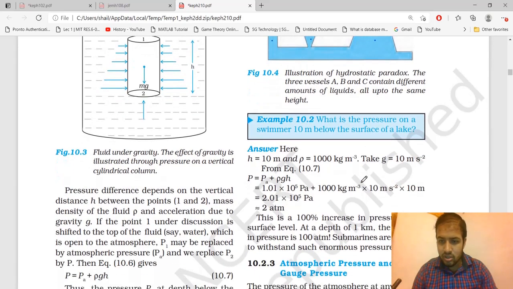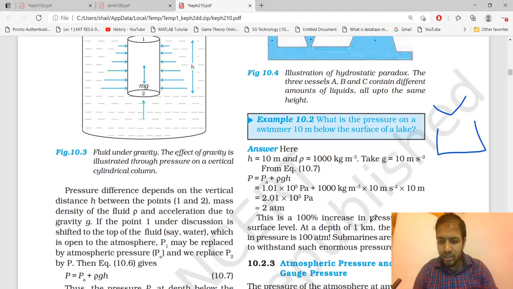What is the pressure on a swimmer 10 meters below the surface of a lake? So what is the shape of the lake? It doesn't matter. It can be this, it can be this, but it doesn't matter what the shape is. The only thing that matters is the height, and the height is given here. So we know the atmospheric pressure 1.01, and then we multiply rho, the density of water, g we know, and h is given, then we will get 2.01 into 10 to the power 5 Pa.